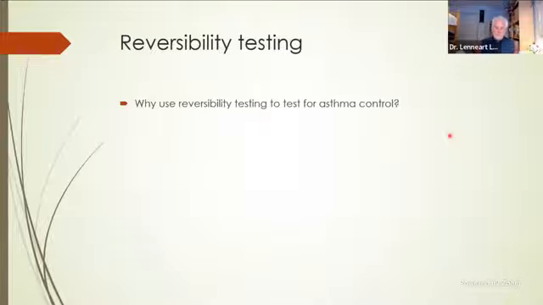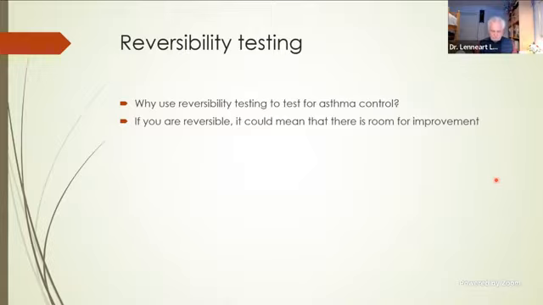Reversibility testing, why use that? Well, I think if you are reversible, that means that there's room for improvement. So this is reversibility on top of your regular treatment. It could indicate you had inadequate treatment. Maybe you got the totally wrong drug. Maybe you have some type of disease that is not treated optimally. Could just be a simple dose adjustment.